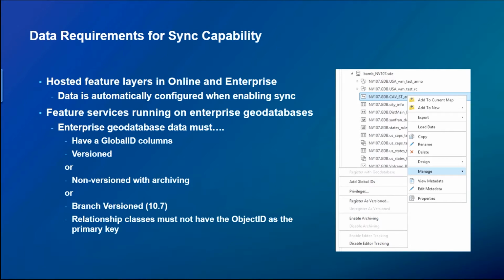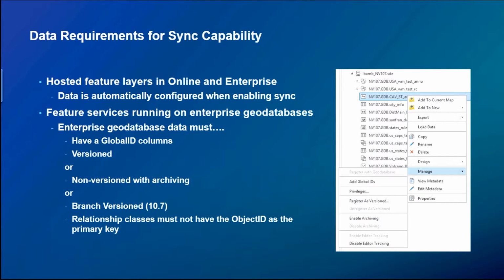So the requirements are the data has to have a global ID column, and it has to be either versioned, non-versioned with archiving, or branch version starting in 10.7. All the layers in your data set, in your feature service, have to be one of those. And also if you've got relationship classes, and this includes attachments, the primary key can't be based on the object ID column.